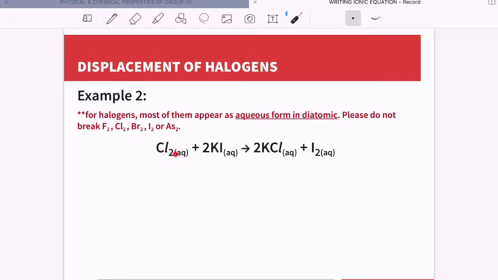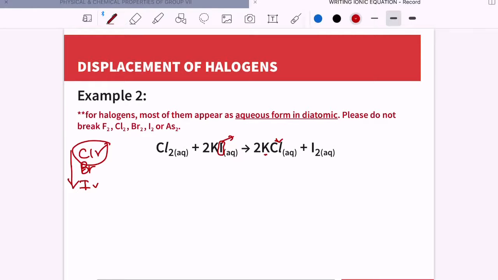Example 2, you have chlorine reacting with potassium iodide to form potassium chloride and iodine. Okay, so how does this reaction happen? You have chlorine on the top, next followed by bromine, next followed by iodine. Just follow the periodic table. So as you go down the group, the reactivity decreases. So you can see, chlorine should be stronger than iodine. So this chlorine should overtake the position of iodide here, should kick this out. So this chloride will take over to stay with this potassium.